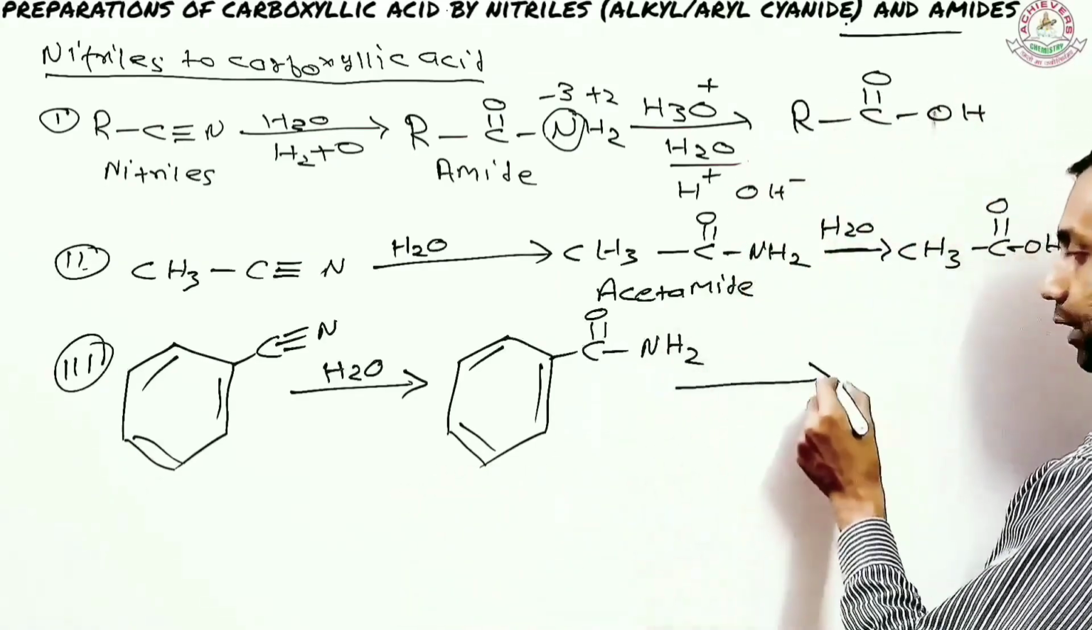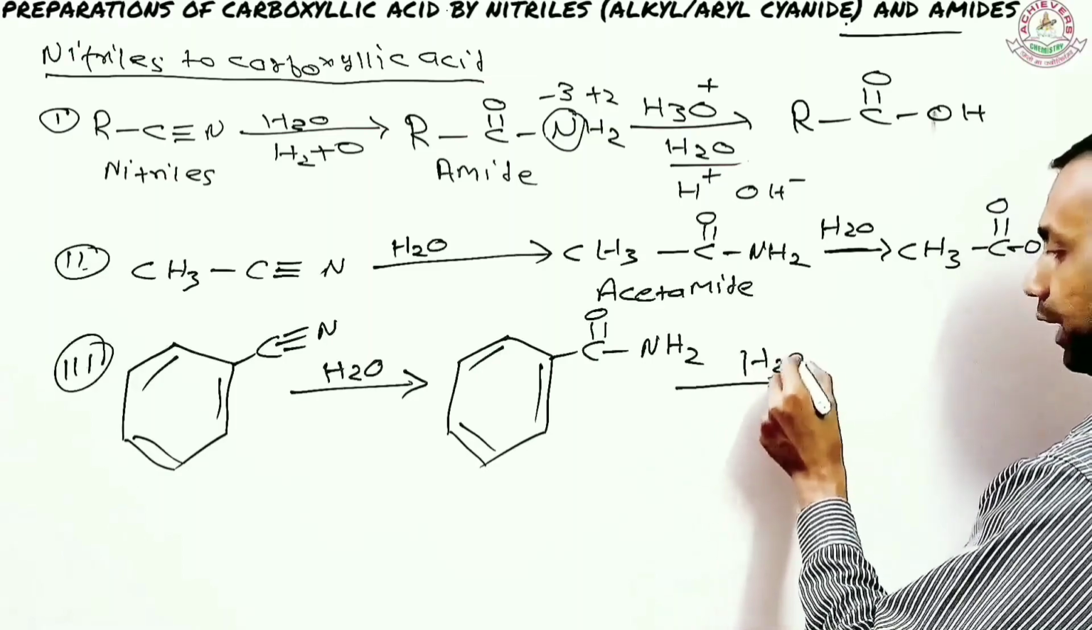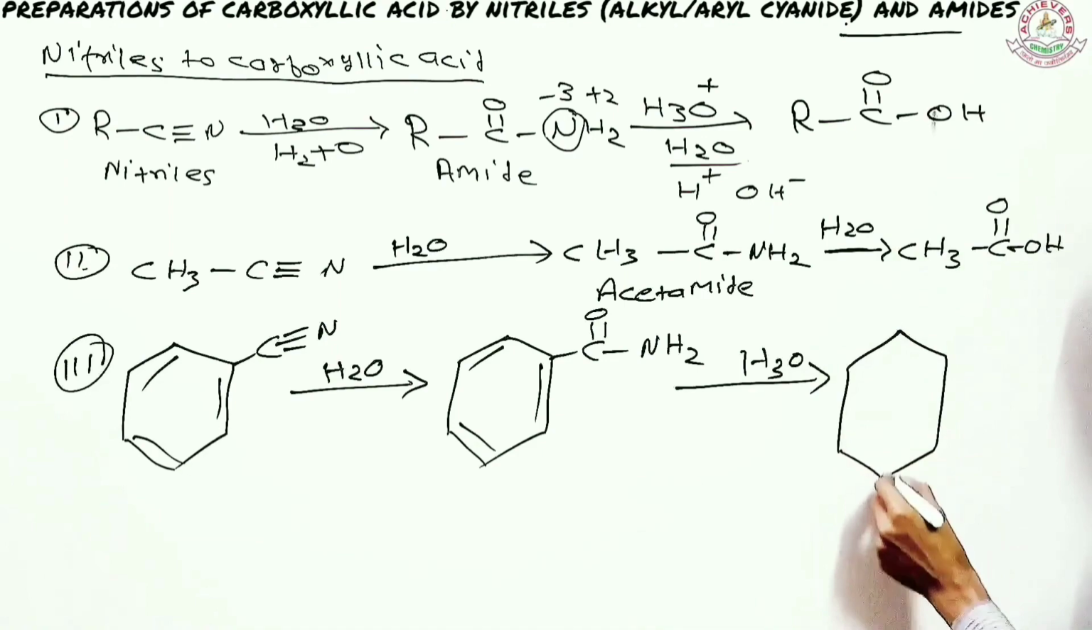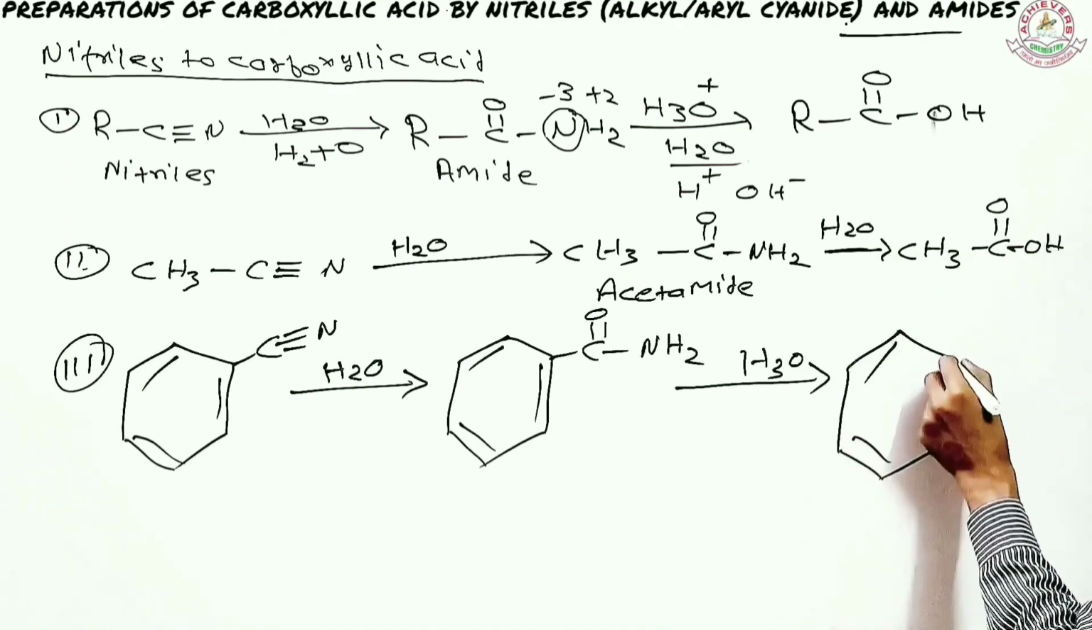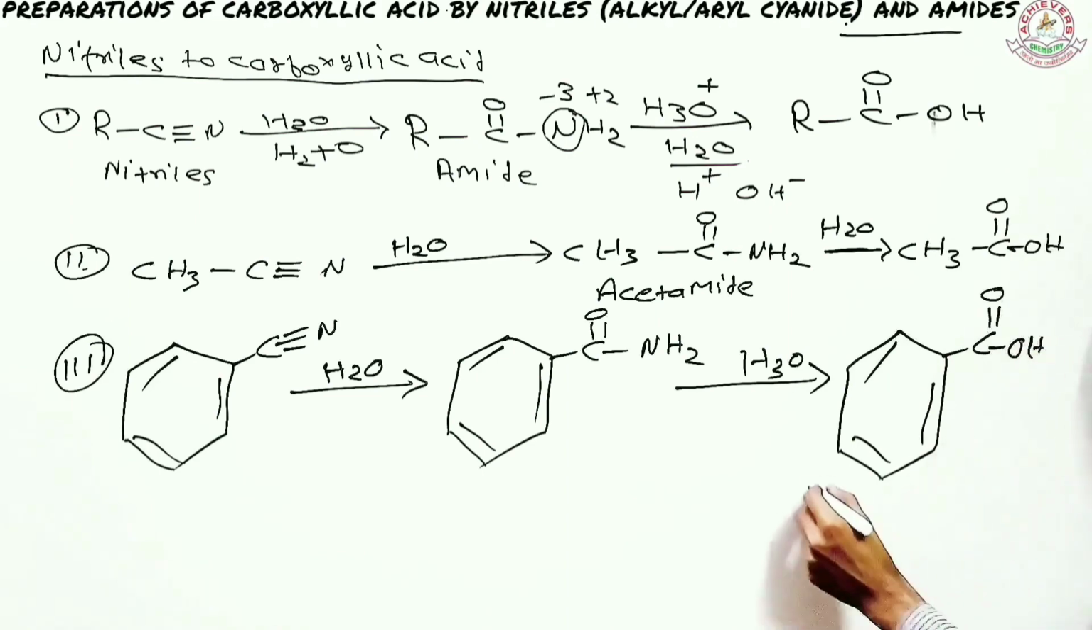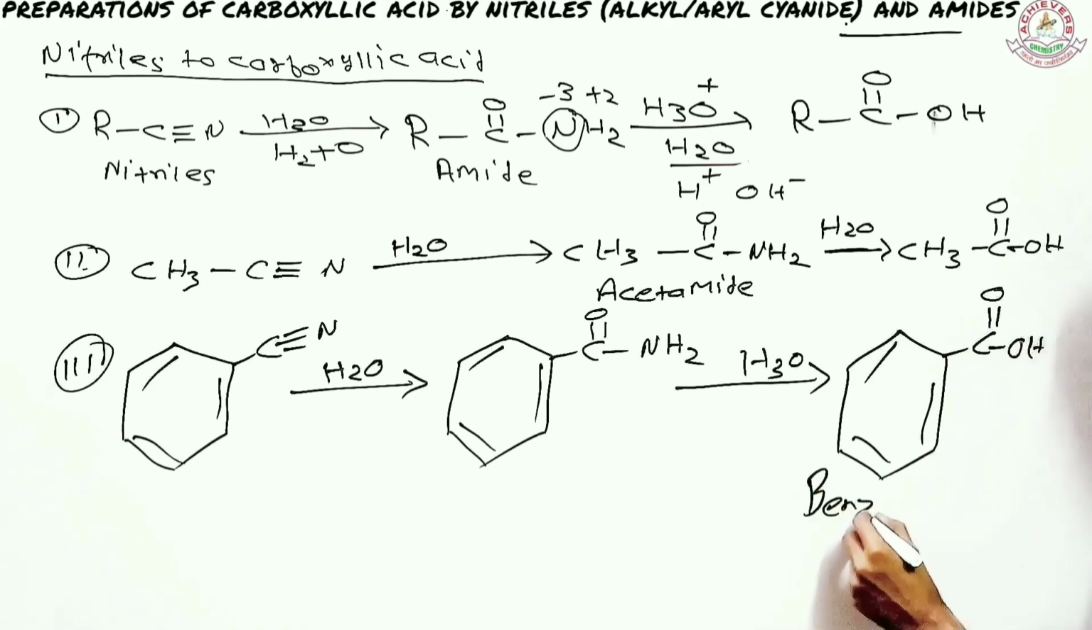What happened in the next step? Again, this further reacts with water, and if it reacts with water, what will happen? Similarly, you will get your product. What is that product going to be? That's going to be C double bond O and then OH. So this is your benzoic acid.